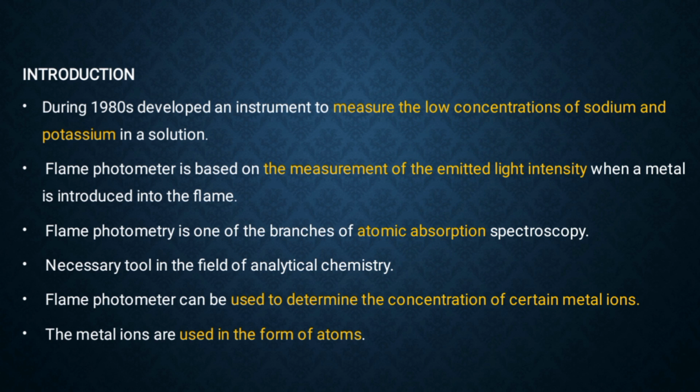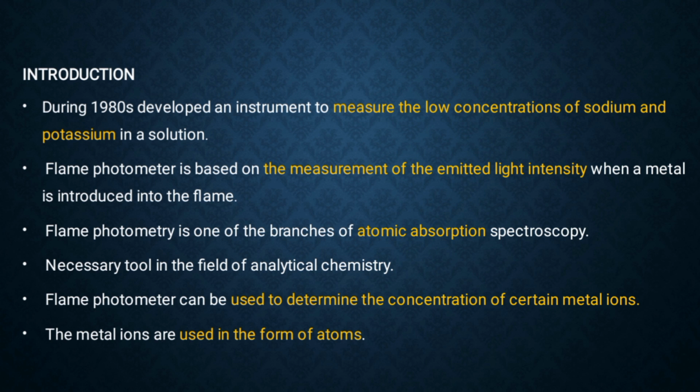The flame photometer is one of the branches of atomic absorption spectroscopy. It is also known as flame emission spectroscopy, and has become a necessary tool in the field of analytical chemistry. This flame photometer can be used to determine the concentration of certain metal ions like sodium, potassium, lithium, calcium, and cesium, etc. In flame photometer spectra, the metal ions are used in the form of atoms.